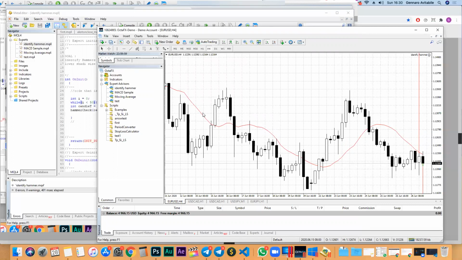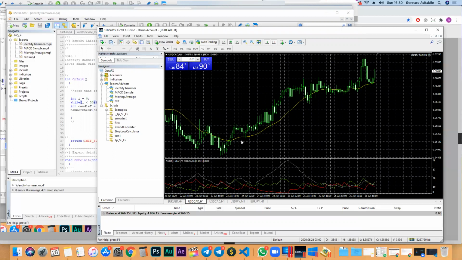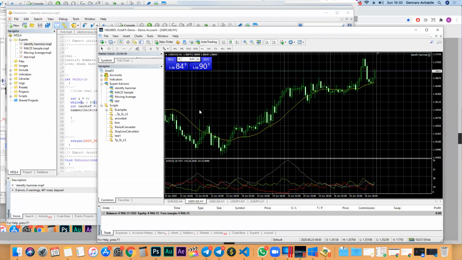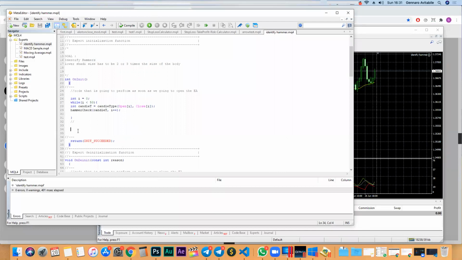It's not finding anything. Here maybe something, yeah? Identify hammer. Oh my God. I think this is a hammer, because also these ones. So we're doing definitely something wrong.